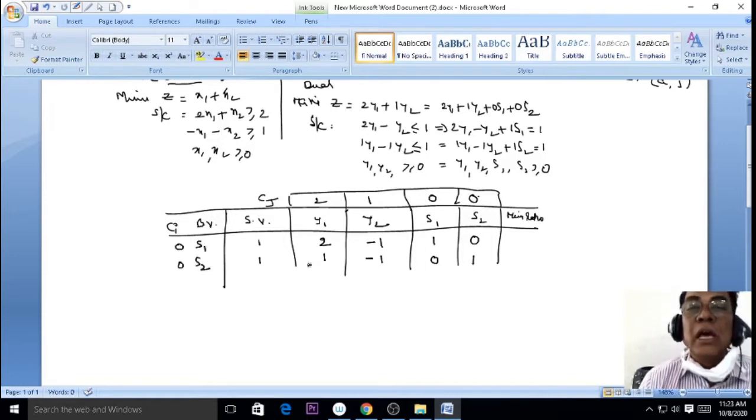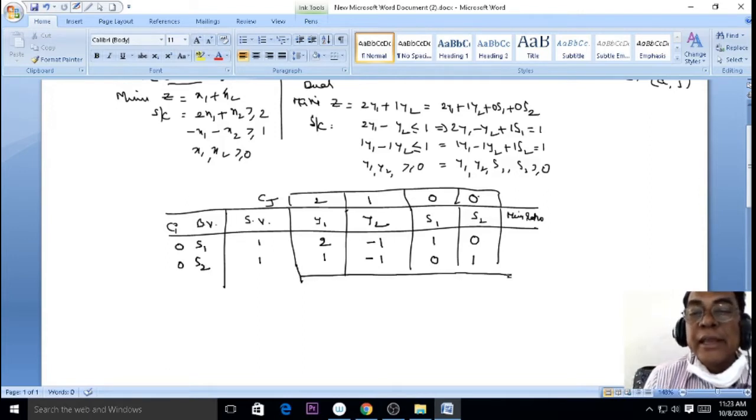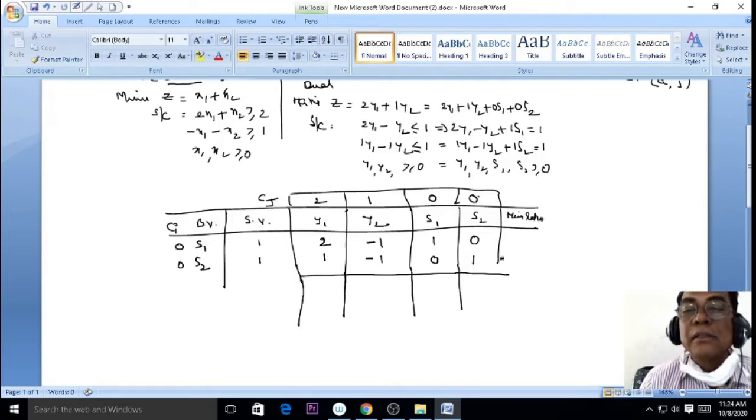Now after that, please draw the horizontal line. Same procedure. Please continue the lines here, like this. The next value is Zj. Understand? Zj value. How to calculate the Zj value?